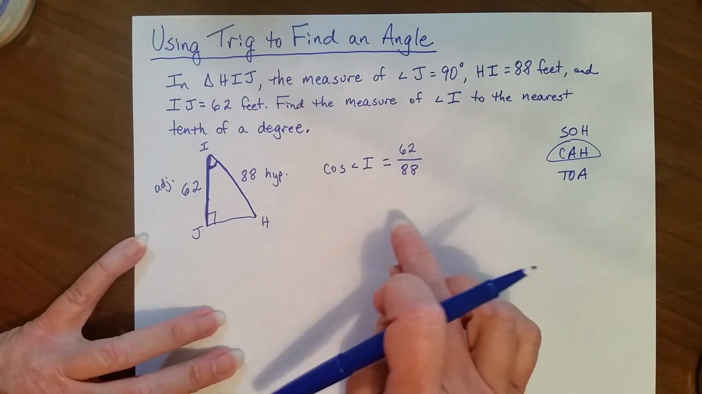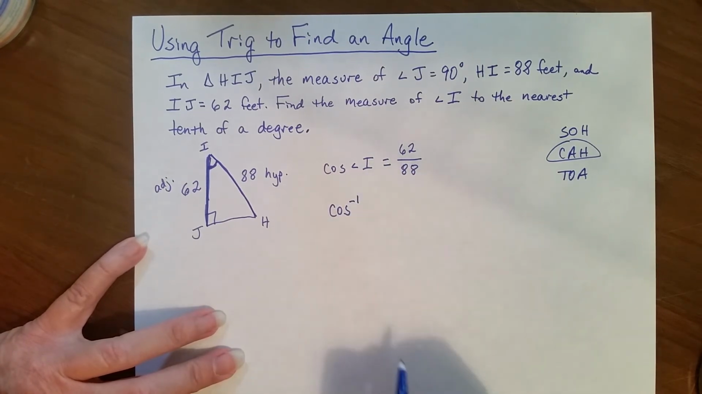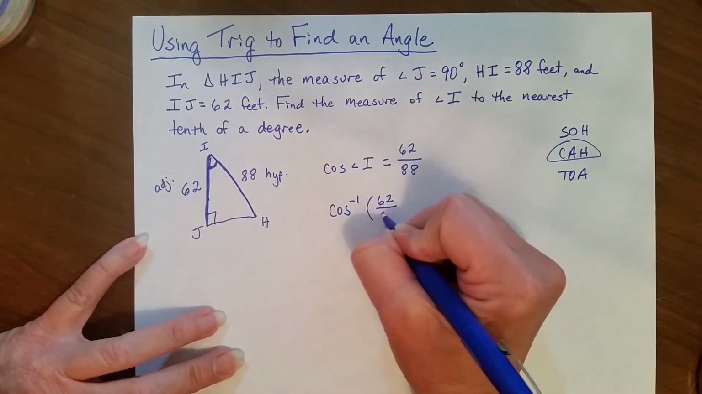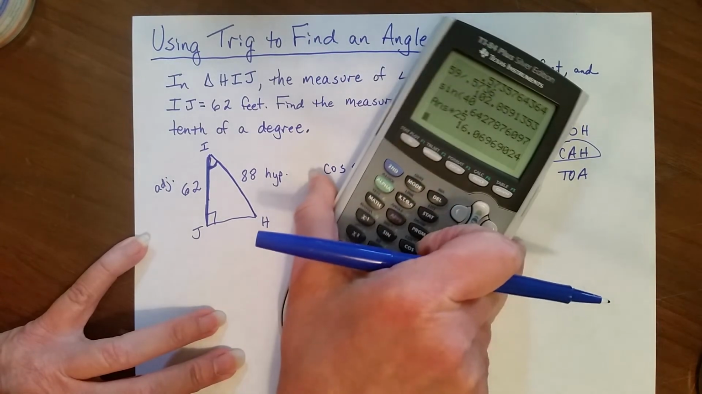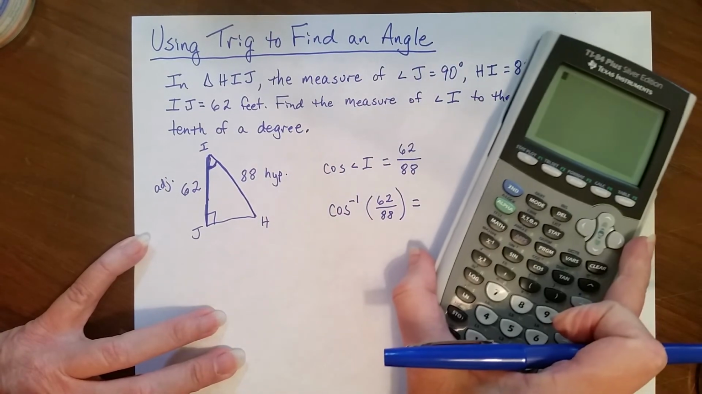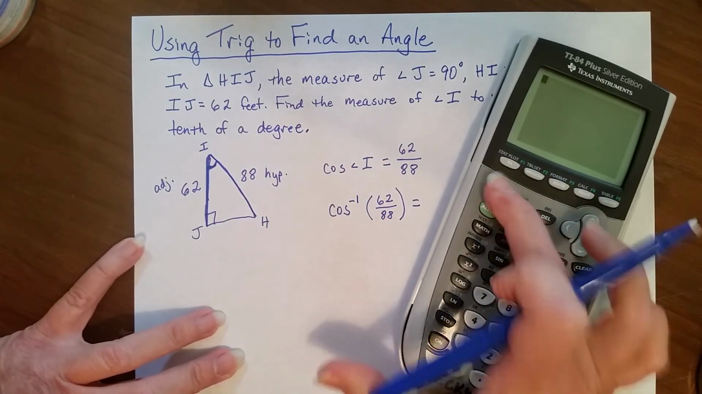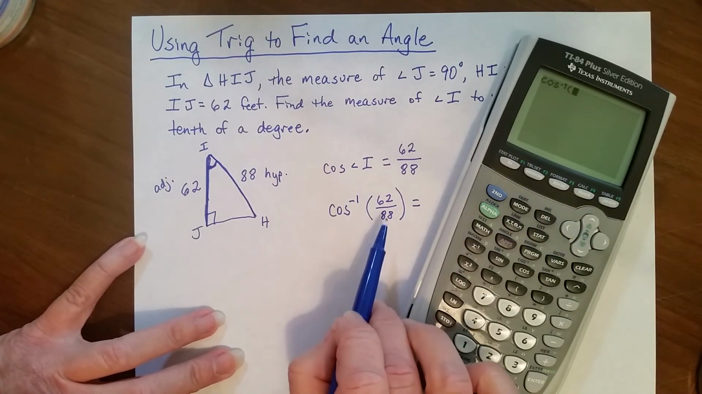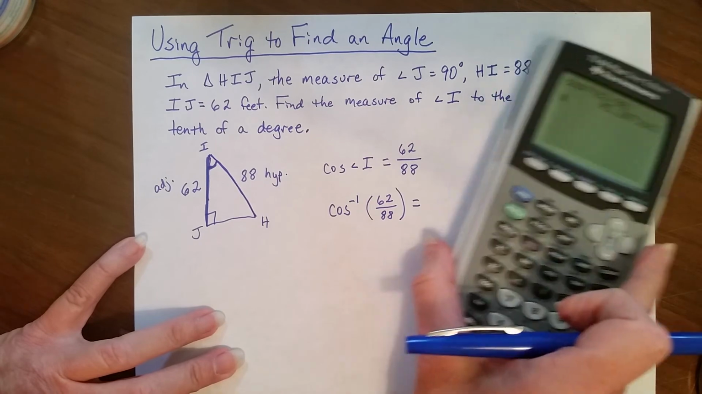Now here we're looking for an angle measure. So the way to do that is use its inverse cosine, and it looks like this on your calculator. You're going to hit cosine inverse of that value, 62 over 88. Enter. So get your calculator out. I'm going to hit clear, then second cosine, so that calls up cosine inverse, and then I'm going to put in 62 divided by 88, close parentheses, equals. Okay, I get 45.207.